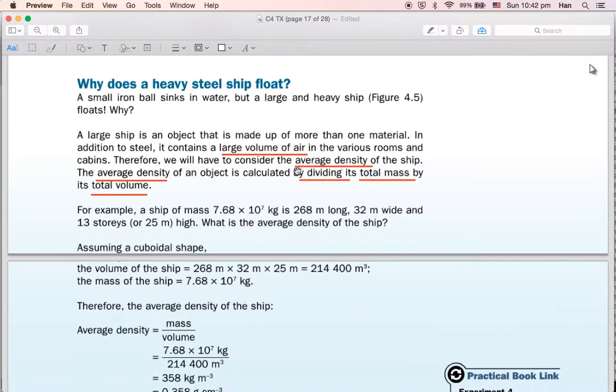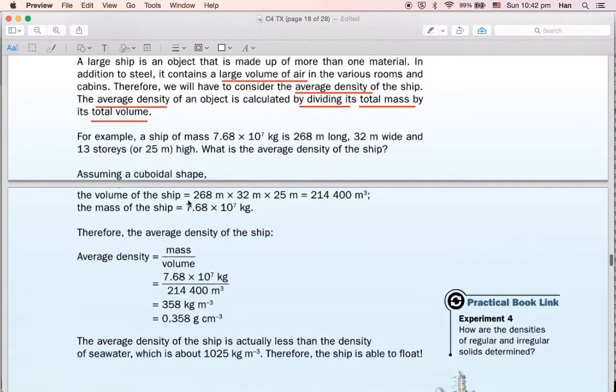A steel ship floats because the average density of the ship is attained by dividing the total mass over the total volume. So this is just a couple of numbers over here. The volume of the ship is fixed. The mass of the ship is this amount.